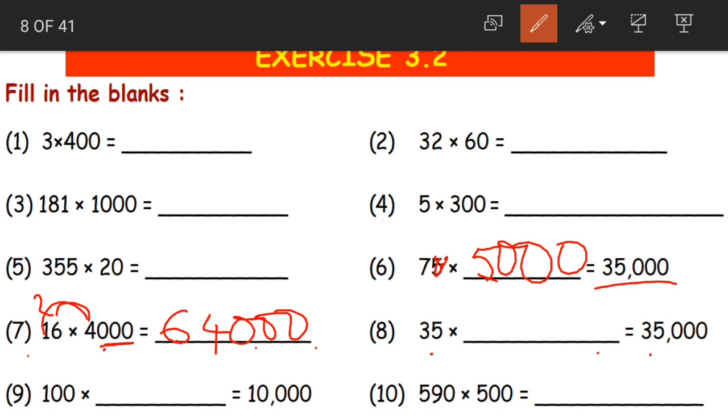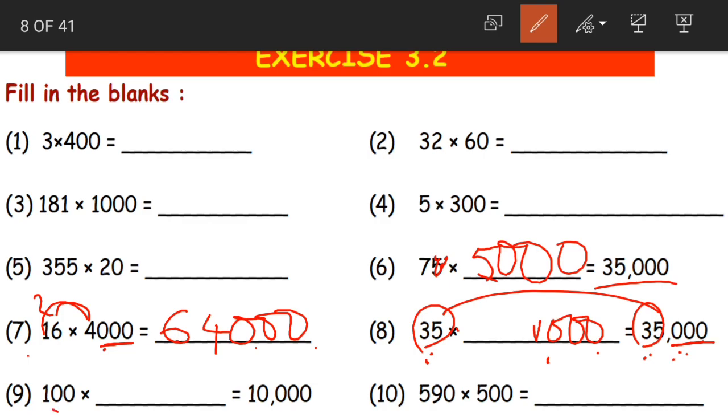35 into dash is equal to 35,000. And now again, as I said, in the product we are having 3 zeros. So I am placing 3 zeros. Now here we are having 35. What should we multiply 35 with to get 35? Yes. 35 1s are 35. Yes or no? So 35 into 1000 will give us 35,000.